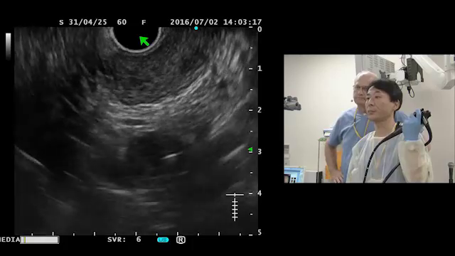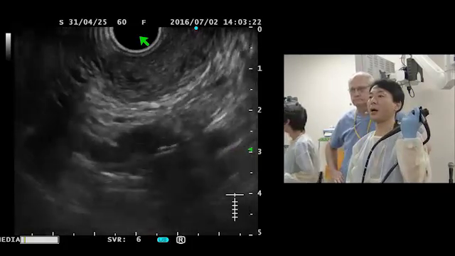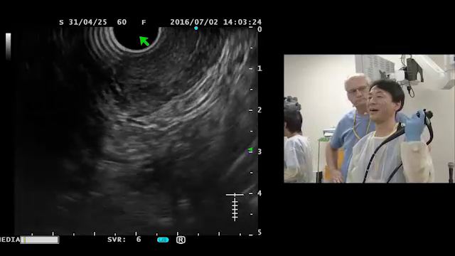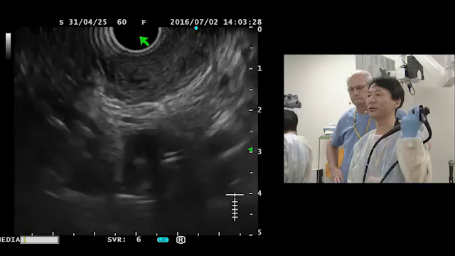How about contrast EUS? Will that help, or do you think there's no need for that? I don't think it is helpful.